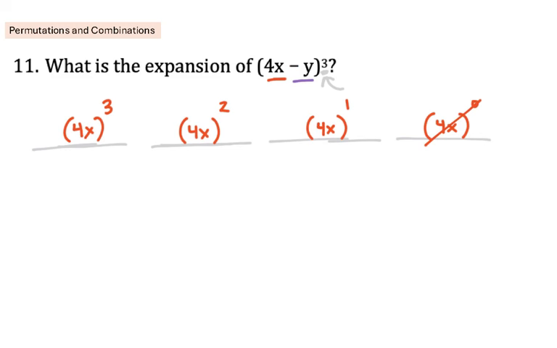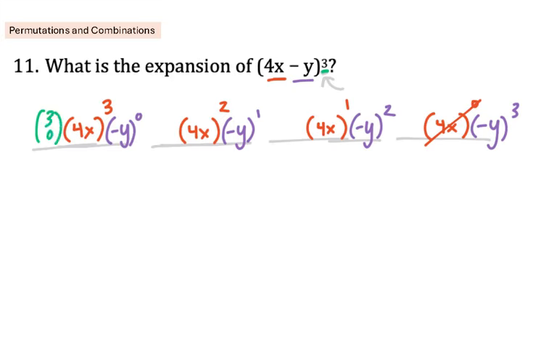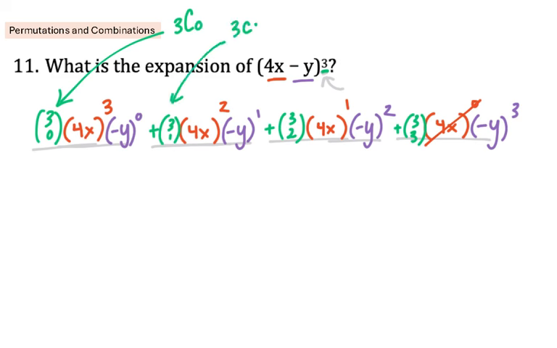So same with minus y, so it's going to be minus y to the 0, minus y to the 1, minus y squared, and minus y cubed. And for our coefficients, again, we start with this power. It's 3 choose 0, 3 choose 1, 3 choose 2, and 3 choose 3. Again, this way of writing it is exactly the same as writing 3 choose 0, 3 choose 1. It means the same.